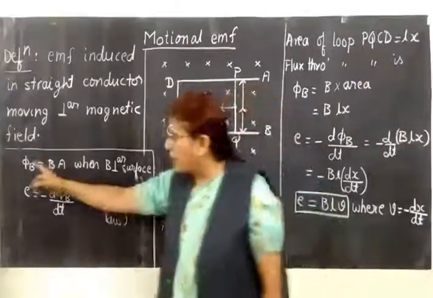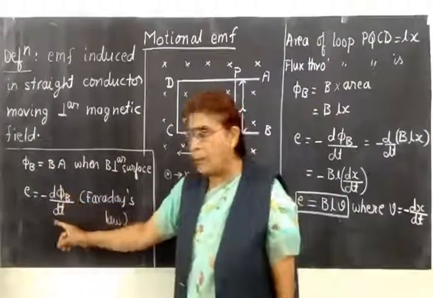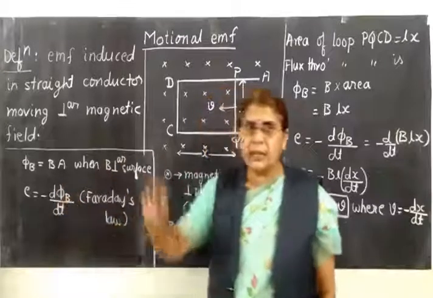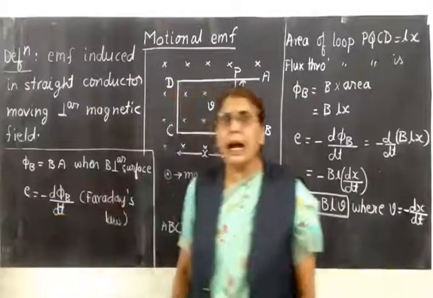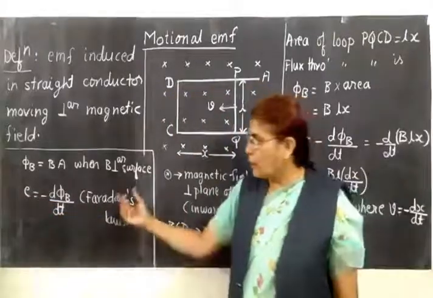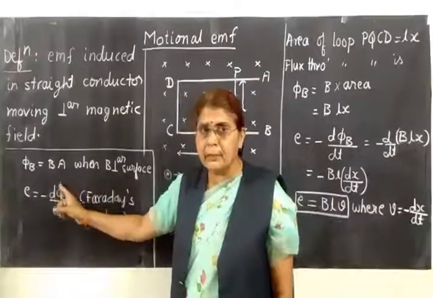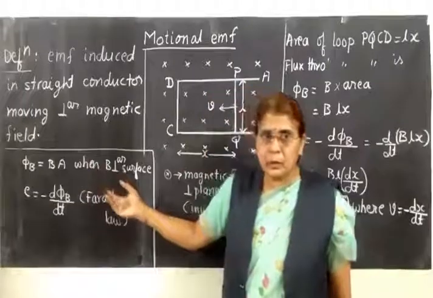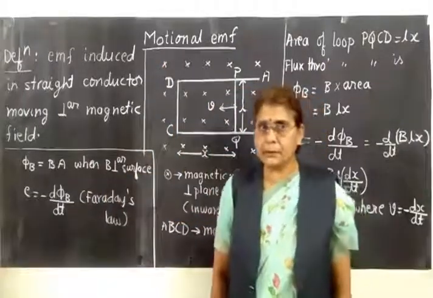Also, when the magnetic flux changes with time, that is, you have d phi B upon dt, the rate of change of magnetic flux, an EMF is induced in the circuit. The induced EMF according to Faraday's law is given by E equals minus d phi B upon dt. These two equations we will be using today for the derivation of motional EMF.